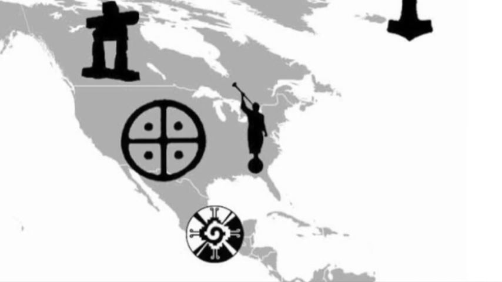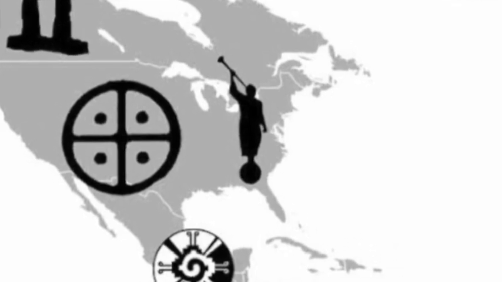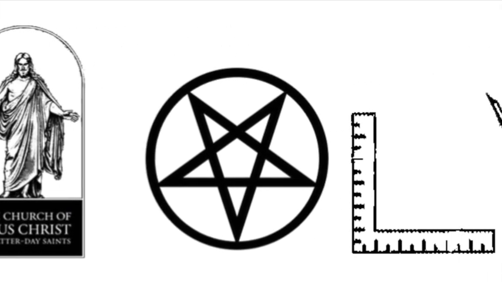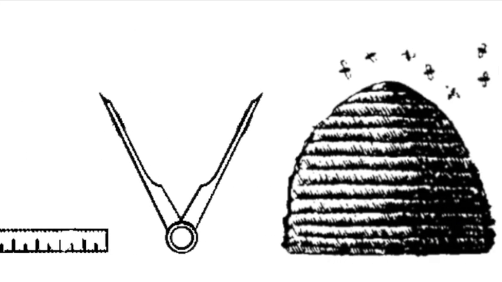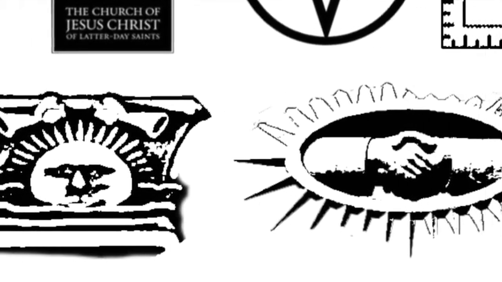LDS. Latter-day Saint Christians have used the symbol of angels heralding the restoration of Christ's church with the sound of trumpets. They also use the risen Christ as a logo. Some symbols found on LDS temples are the pentagram, square and compass, beehive, sun with a face, clasped hands, and the eye of God.